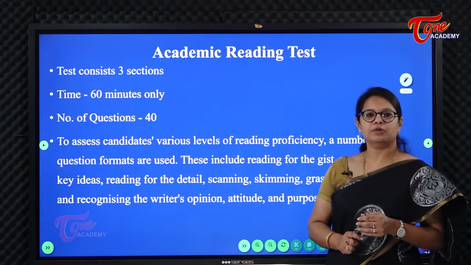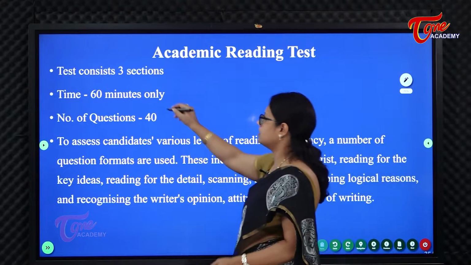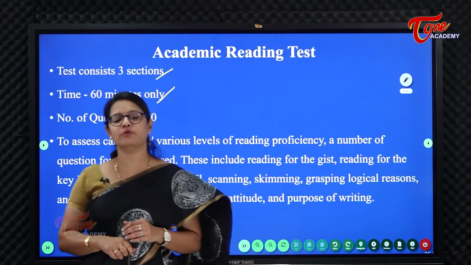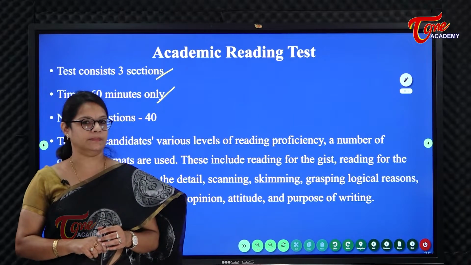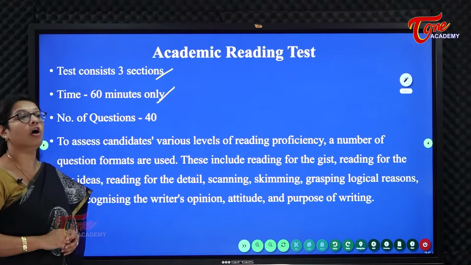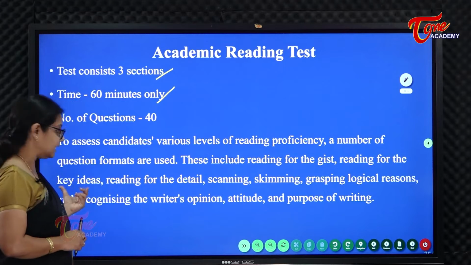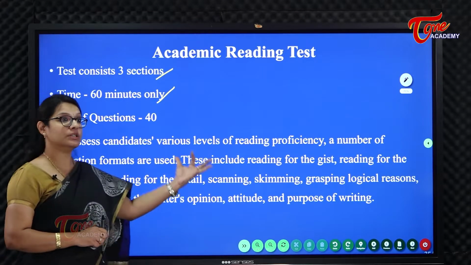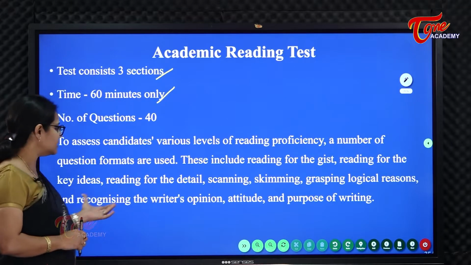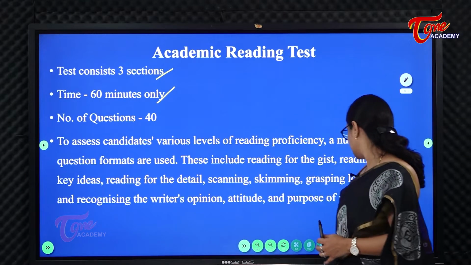Just for the benefit of all, let me repeat that the academic reading test duration is 60 minutes only, and it consists of 3 lengthy passages of 3 different sections, and the number of questions asked is 40. These questions test your reading proficiency in a number of areas, including reading for the gist, reading for the key ideas, for the details, to skim and scan, to grasp the logical reasoning, and to understand the writer's opinion, attitude, and the very purpose of writing this text.